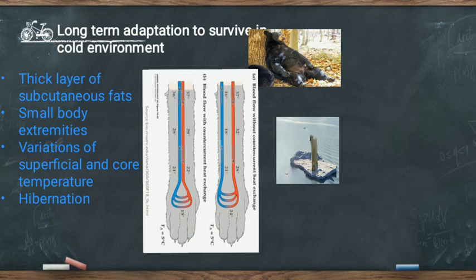Blood in the veins is the blood which is returning to the what? To the heart. And this blood in the vein is normally cold, whereas blood in the arteries is hot. With this mechanism, the heat from the arteries is transferred to the veins. Therefore, blood returning to the body is kept warm by that mechanism.